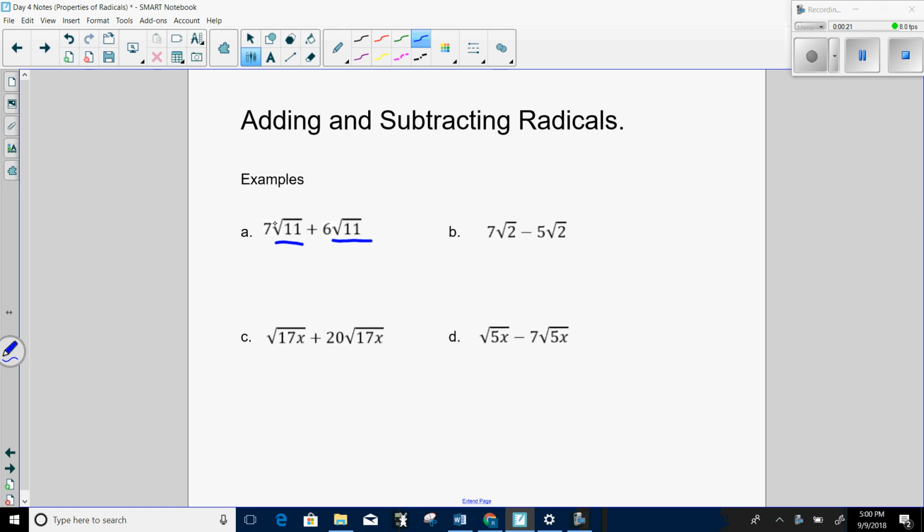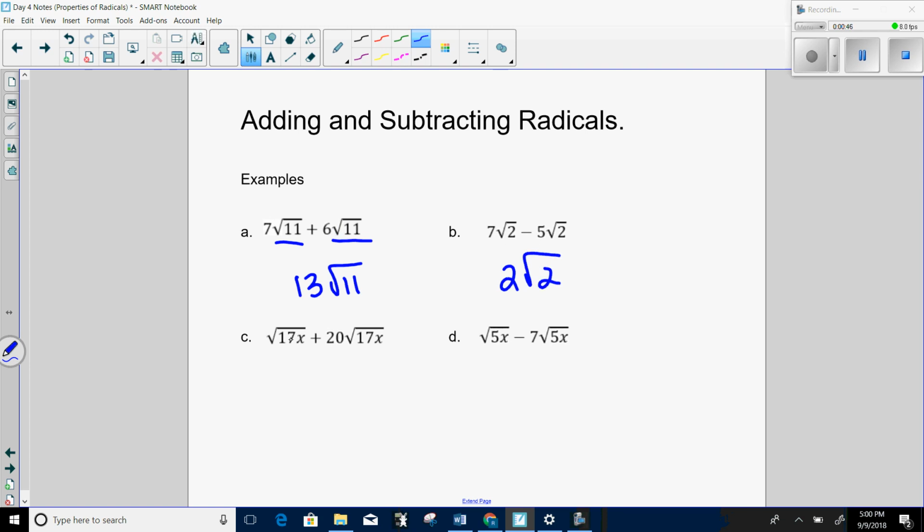So all we're going to do is add these together. We have 7 square roots of 11 here, plus 6 square roots of 11 here. You add those together and you get 13 square root of 11. Okay? Here, you have 7 square root of 2 minus 5 square root of 2. You combine those and you don't get 5, you get 2 square roots of 2. You just subtract the coefficients.